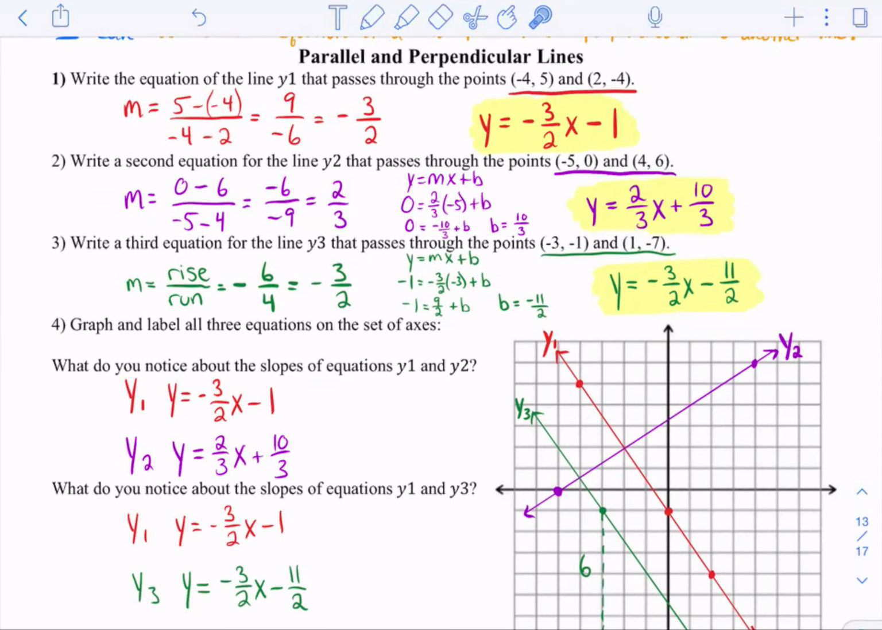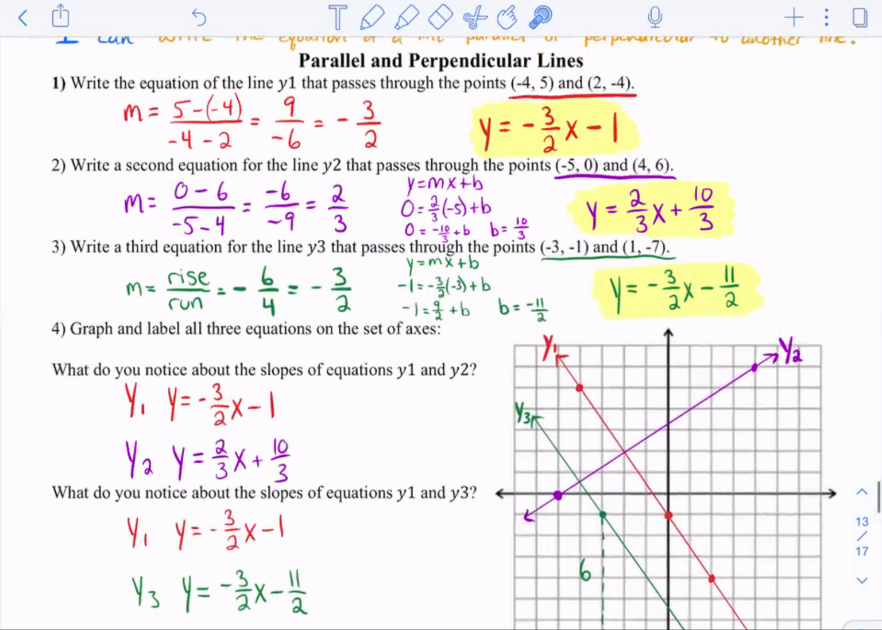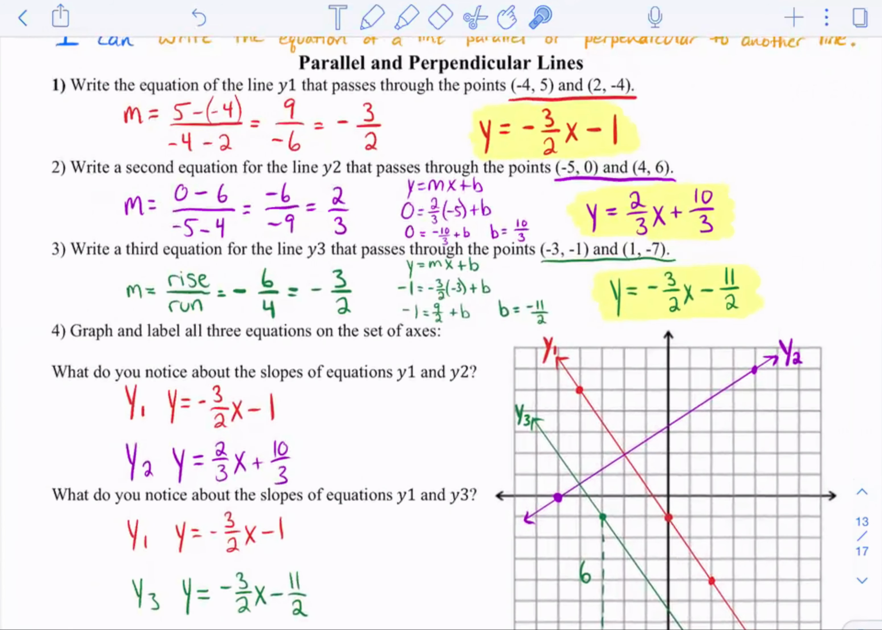And remember, it doesn't matter which point you pick to plug it in. Remember, we always say, pick a point and plug it in. And again, Mrs. Talhami explained to you why she picked the first point, because it had a 0. She thought it might be easier to use those numbers.